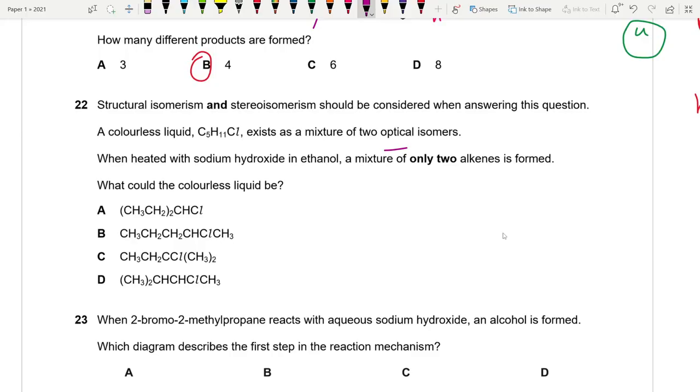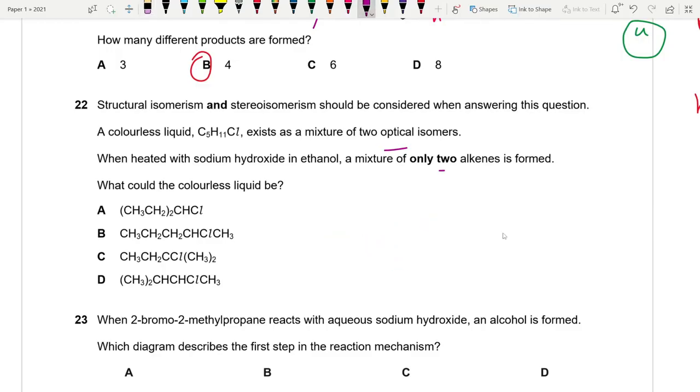When heated with sodium hydroxide, a mixture of only two alkenes is formed. What could this mixture be? What could the colorless liquid be? Okay, let's try from A. CHCl, CH2CH3, CH2CH3. Basically, this compound is not a chiral compound. It does not have a chiral center, so 22 can't be A.